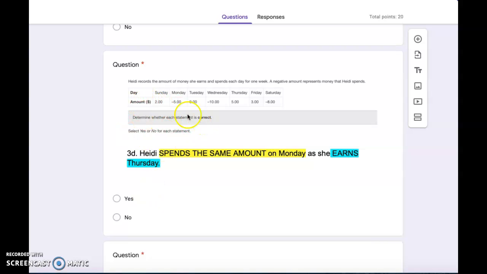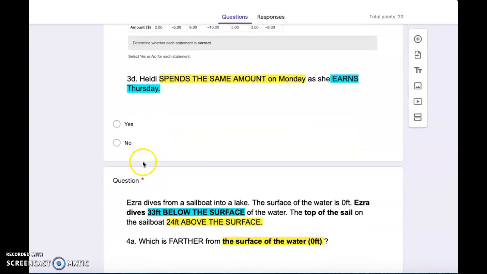Still using the same table. Heidi spends the same amount on Monday as she earns on Thursday. So on Monday, she spent $5. On Thursday, she earned $5. So is that yes or no?